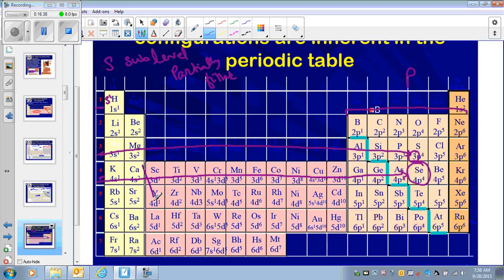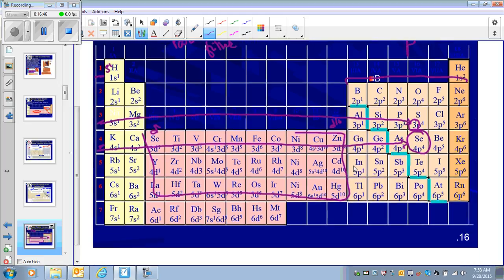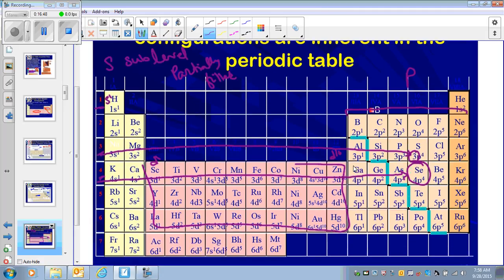And then here in between are the D block elements, and they go from d1 to d10. And then at the bottom here are the F block elements, the lanthanides and actinides. So if you do not understand this, please come see me, ask questions. But you have to know that these are S block elements, these are D block elements, and these are P block elements. That means that the sublevel is partially filled for those elements.